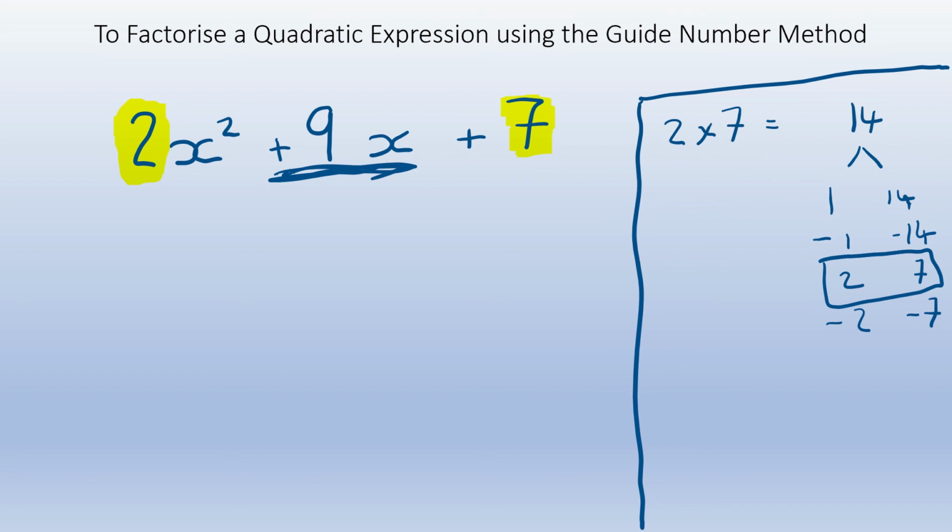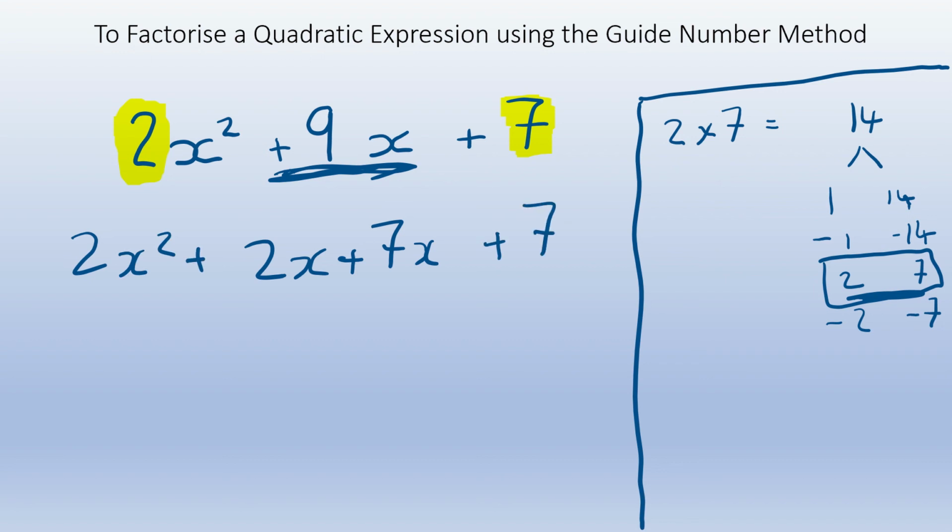So this here is the most important part. Once you have your 2 and your 7 here, what you're going to do is replace your 9x with a 2x plus 7x. So 2x plus 7x will give you 9x. You haven't changed the value of your equation here, you've just changed the way it looks. Your 2x squared at the start is still going to be there, and your plus 7 at the end is still going to be there as well. Right now, you've gone from a quadratic question to a grouping question, and we're just going to follow the steps to factorize this as a grouping question.